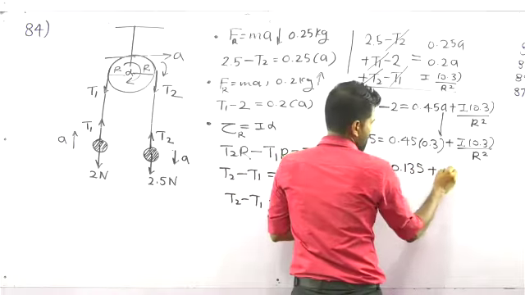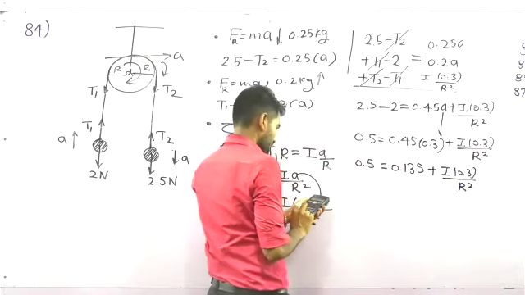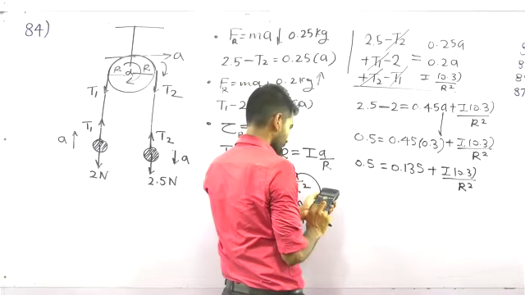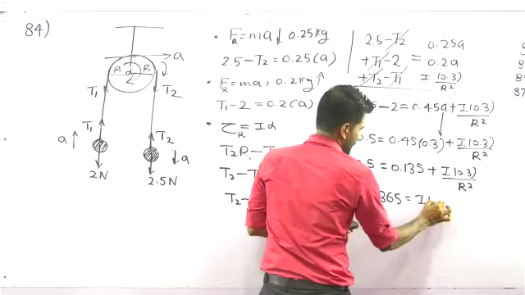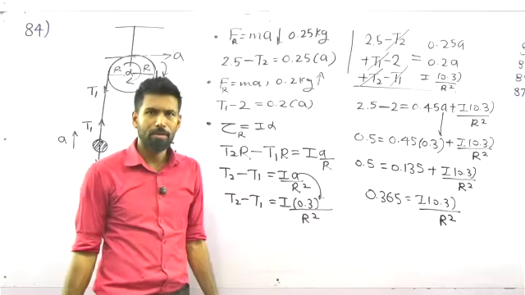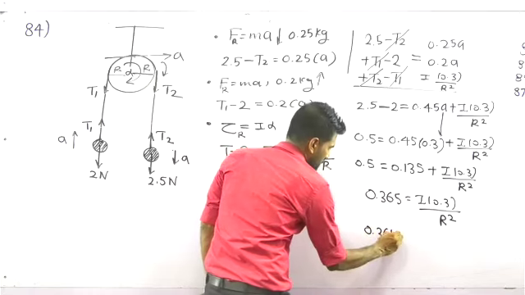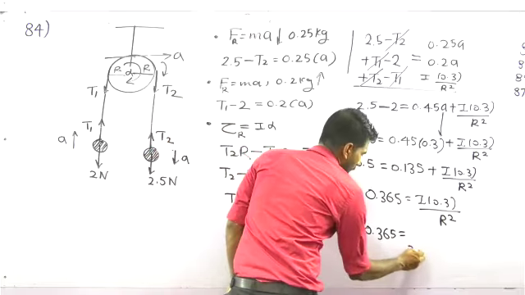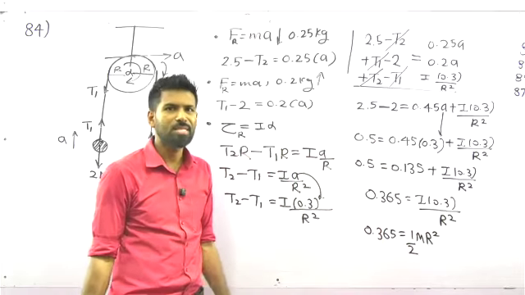0.135. I, moment of inertia, 0.3 R square. 0.5, I'm subtracting 0.135 from 0.5, 0.365. I, 0.3 over r square. The pulley is considered as a disk. 0.365. I, moment of inertia, half mr square. Pulley is considered as a disk.